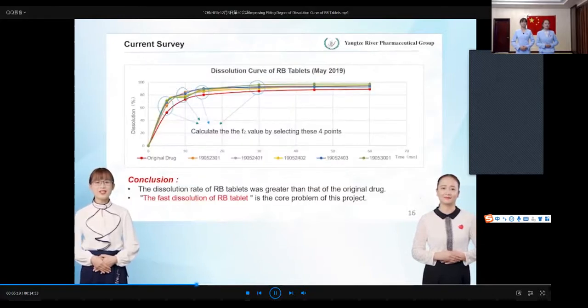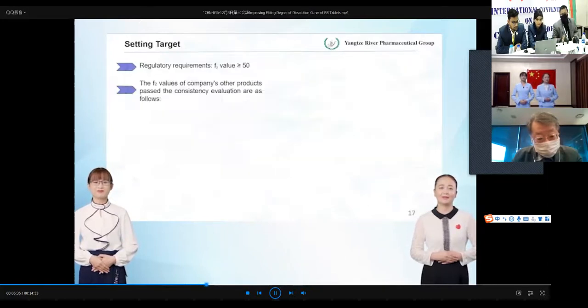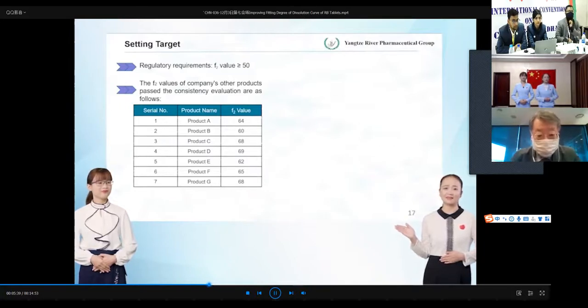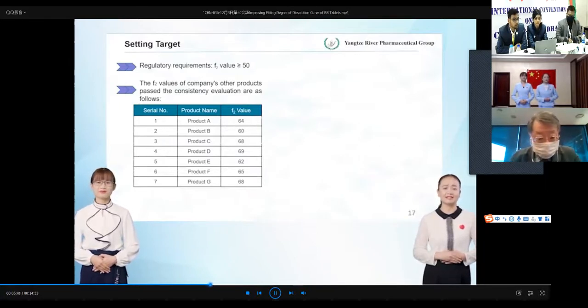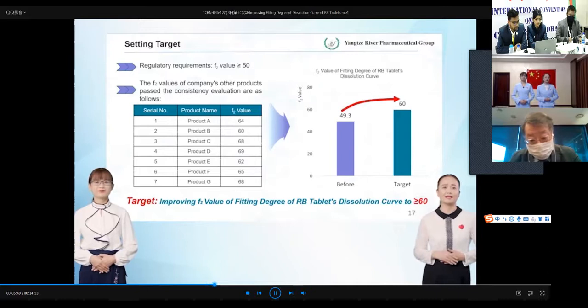The team members analyzed the dissolution data of RB tablets, and from the dissolution of the sample, we found that it is faster than the original drug. Therefore, the faster dissolution of RB tablet is the core problem of this project. Then, combining the regulatory requirements and the F2 values of the company's other products that passed the consistency evaluation, we set the target: improving the F2 value of dissolution curve of RB tablets to greater than or equal to 60.